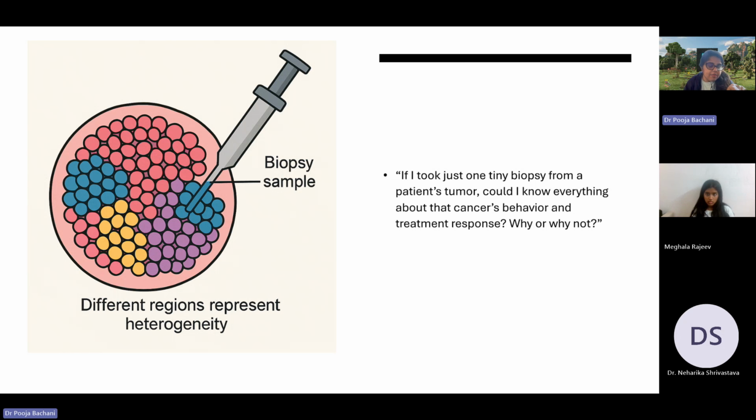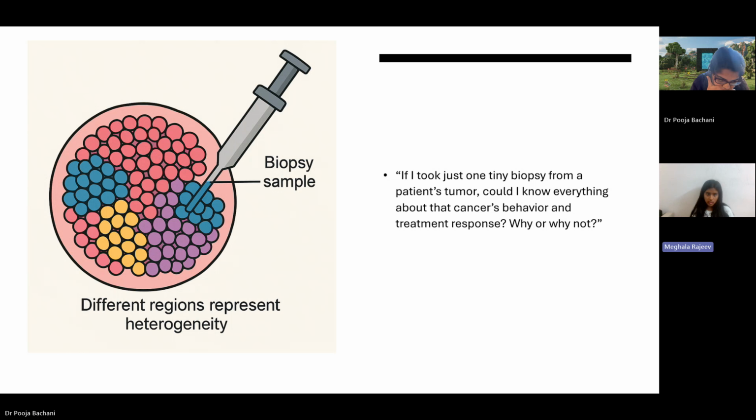For example, if the patient has cancer in the yellow region, and I'm not picking up the sample from that, what I'm concluding is that the patient does not have cancer because I picked up from the blue one. So in the cancer part, you have to pick up from the outer layer also, the inner layer also, and the innermost layer also. Then you conclude if the patient has cancer or not.